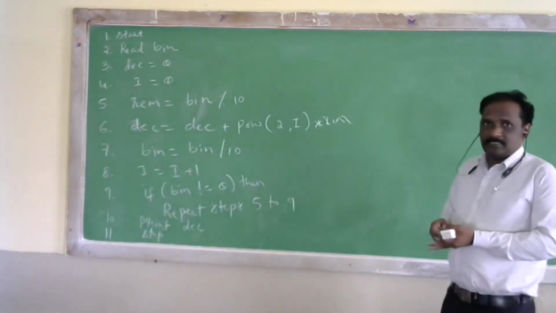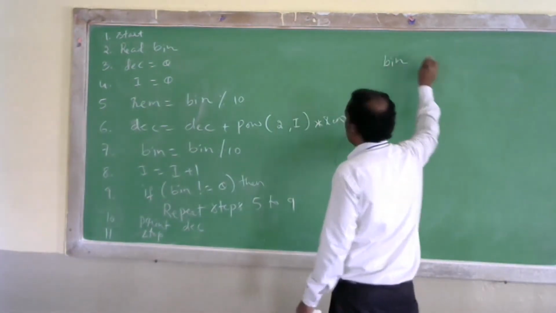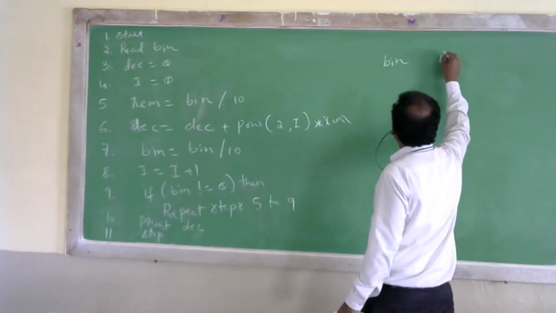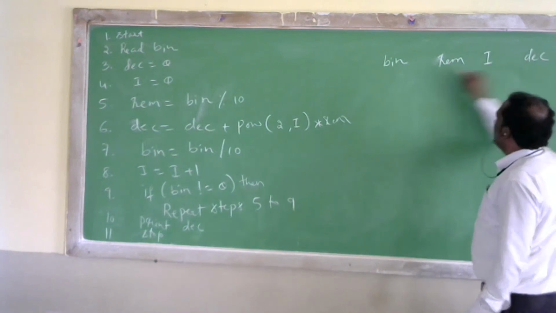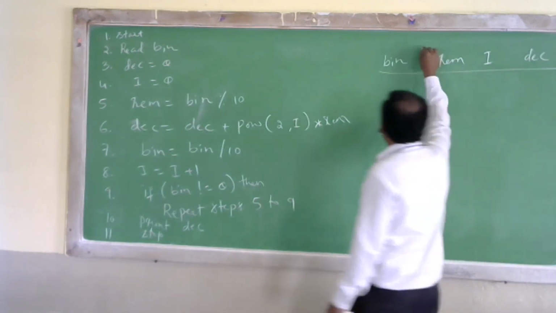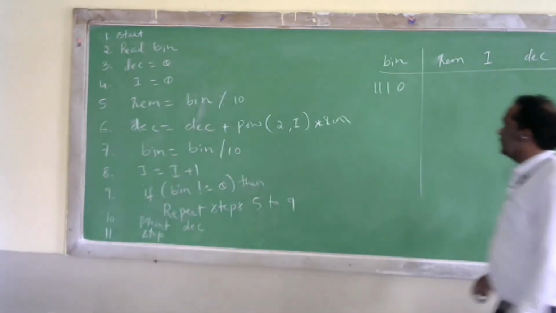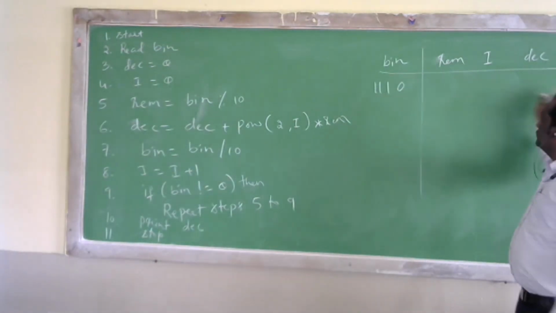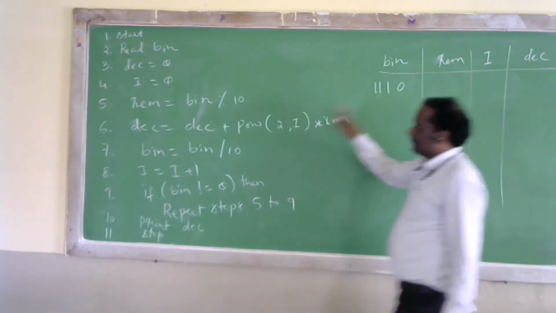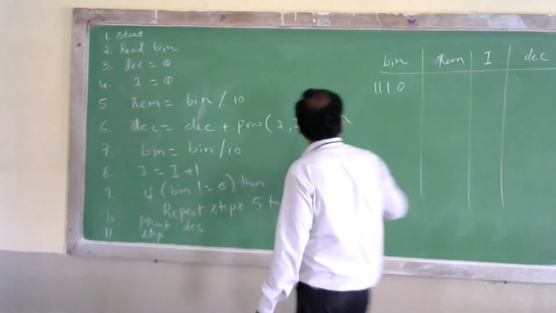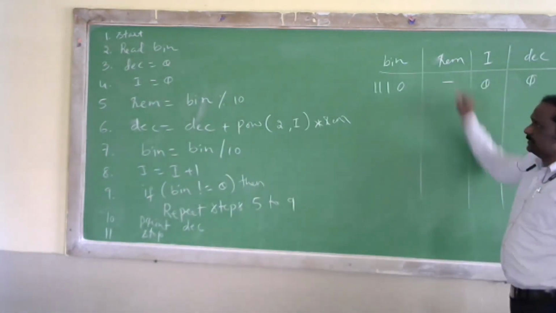Now, I will trace the algorithm with an example. So, what are the inputs? One is binary, another is remainder, I and decimal value. Now, binary 1110. You need to convert 1110 into decimal. What is the initial value of I? Initial value of I is 0. What is the initial value of a decimal number? Initial value of decimal number is 0.